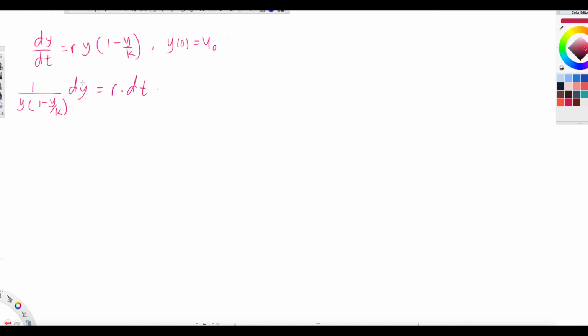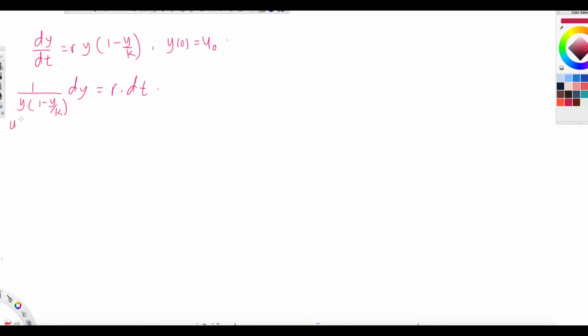Now I want to split this because this is in product form. So I want to use partial fractions to split it. You can write a over y plus b over (1 minus y over k), and then solve that. But if you do the partial fraction, this is what you get.